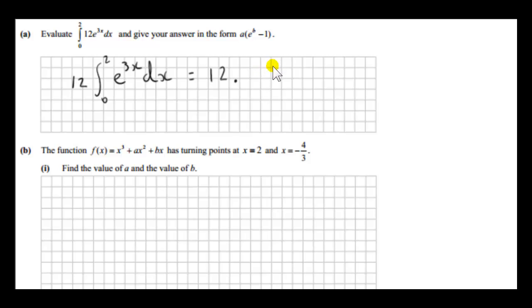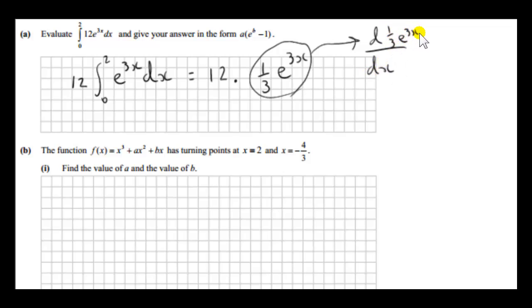We would have to have 1/3 e to the 3x. Now you see, if you differentiate this with respect to x, you'll be using the chain rule. So I'll just write it over here. Let's suppose that we are differentiating 1/3 e to the 3x with respect to x. Well, the 1/3 is just a multiplicative constant that can be taken out. So we're differentiating e to the 3x with respect to x.